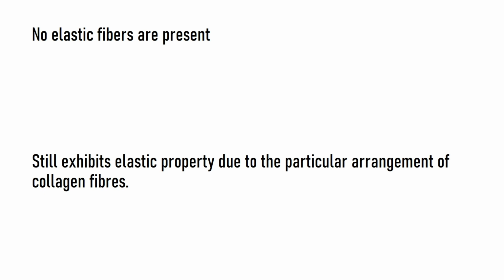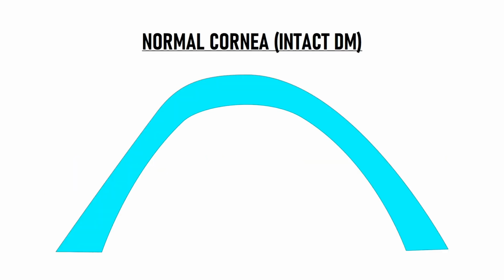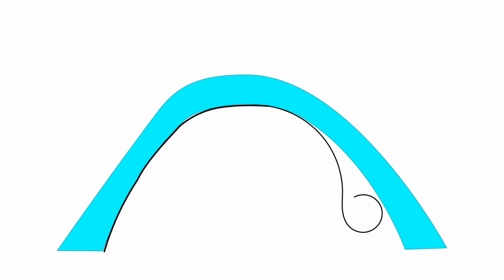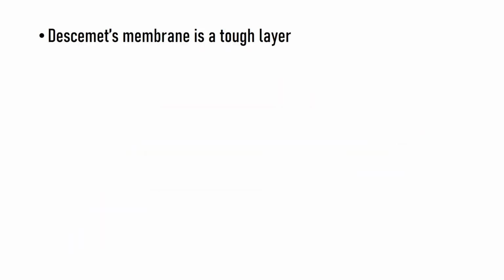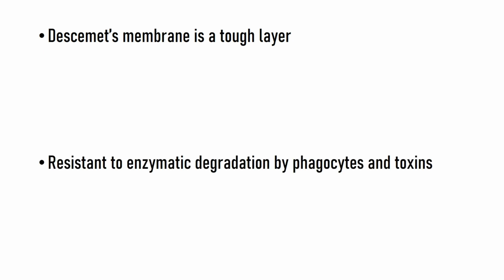Although no elastic fibers are present in Descemet's, it exhibits elastic property because of the way its collagen fibers are arranged. So this is what a normal cornea with intact DM looks like. In case of DM detachment, Descemet's rolls up like an elastic membrane. Also, the Descemet's is a pretty tough layer. It is resistant to enzymatic degradation by phagocytes and toxins.